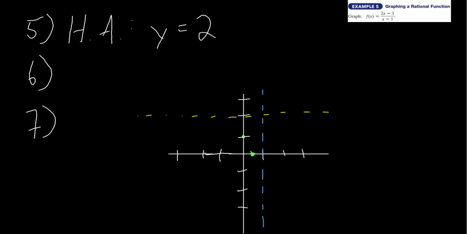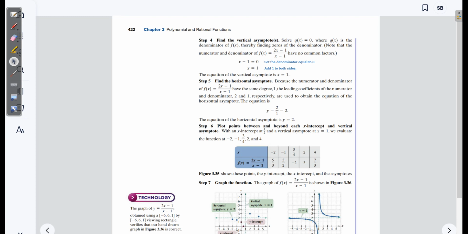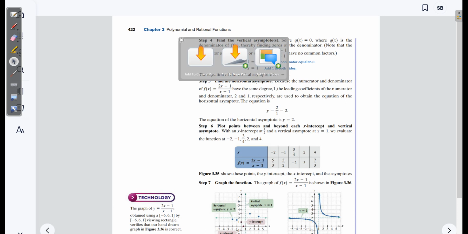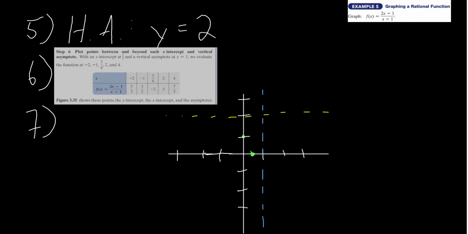Now the way this graph behaves, I know that we have a vertical asymptote at this line right here. Step 6 was to plot points, just to get a rough idea of what should go where. I'm going to snip this and put this at step 6, so we have an idea of where they go.